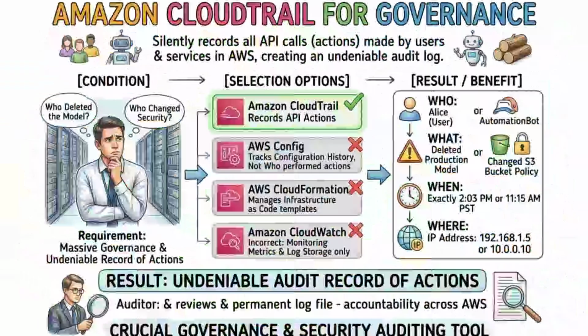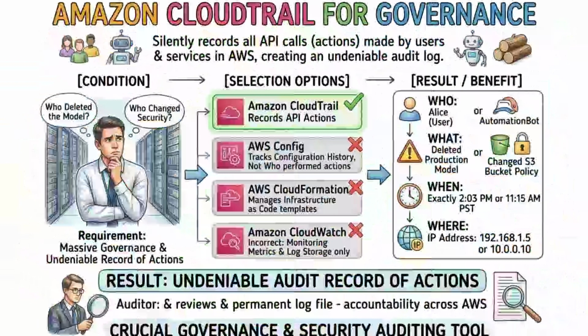Enterprise companies require massive amounts of governance, which means they must have a perfect, undeniable record of exactly who did what inside the AWS account. Amazon CloudTrail is the essential AWS service that silently records every single API call made by every user, role, and automated service, creating a permanent, highly detailed audit log.